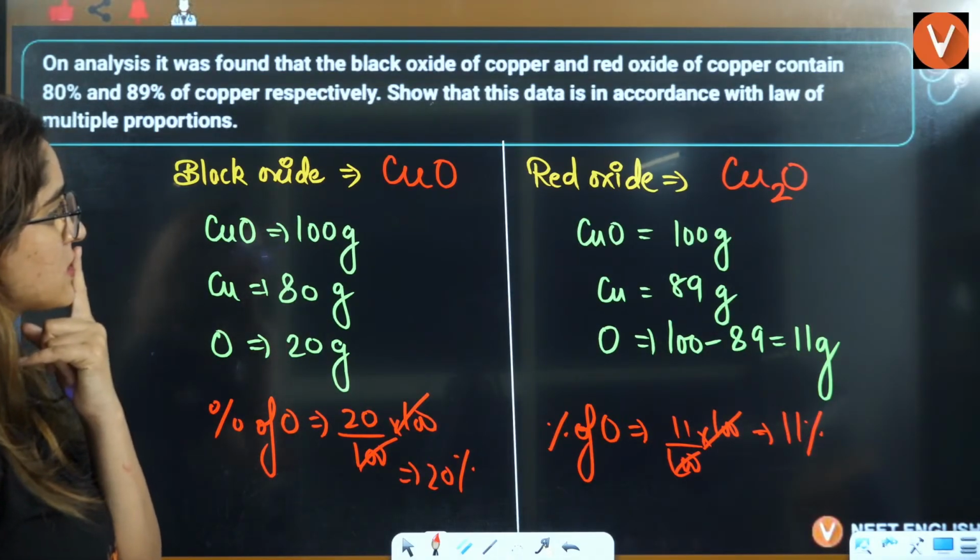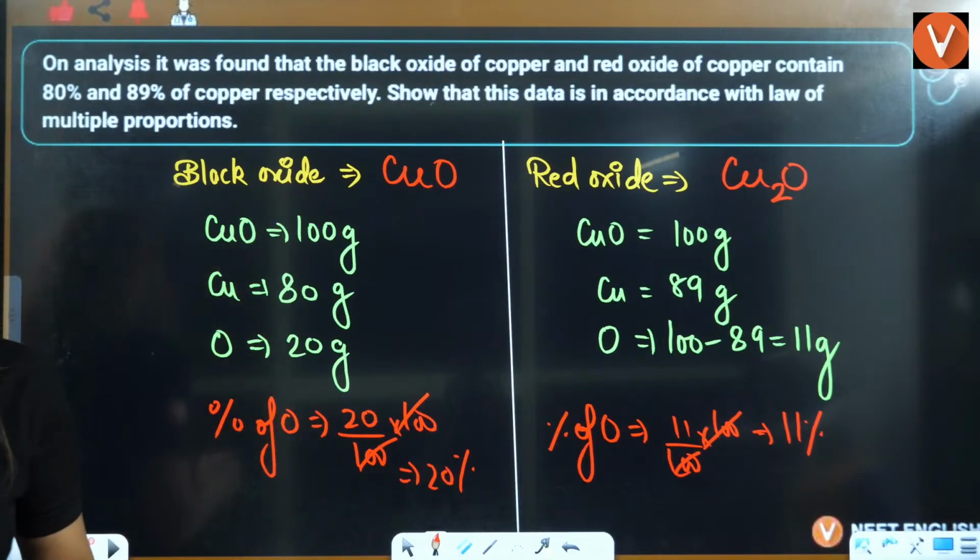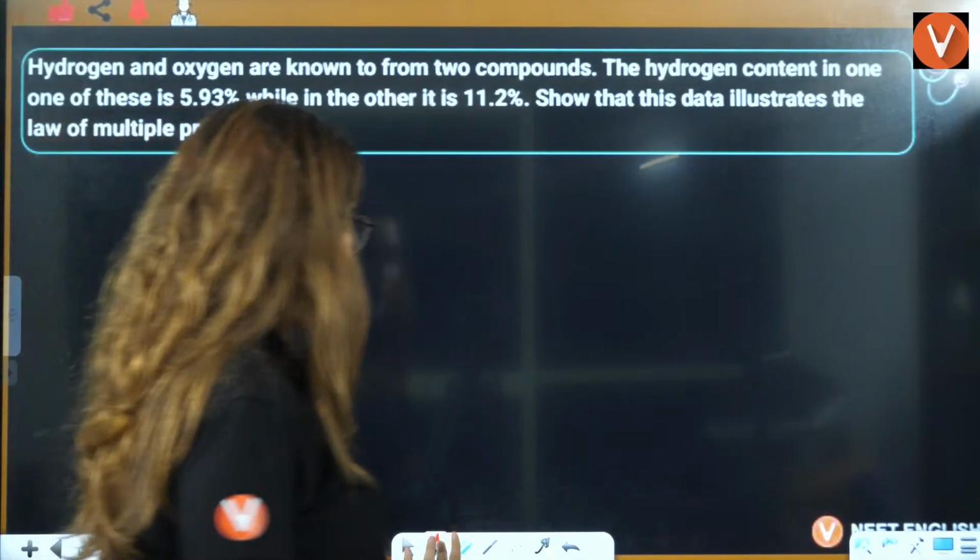Red oxide is yes. Okay. Yes, everybody. Understood? Let's see the next question here.